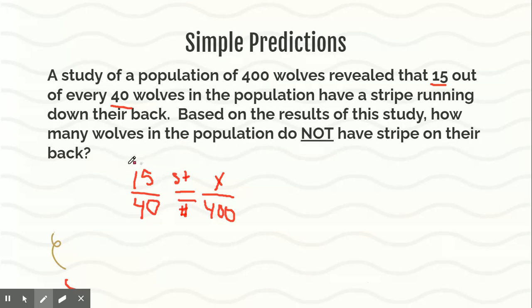Okay, so let's look at this. This is how many do have it. So I can do it like this and then subtract from 400 and that'll give me the answer. So we can do it that way. Let's do that way first. And then the other way is do 40 minus 15 and then whatever answer that is, put on top. So 400 times 15.